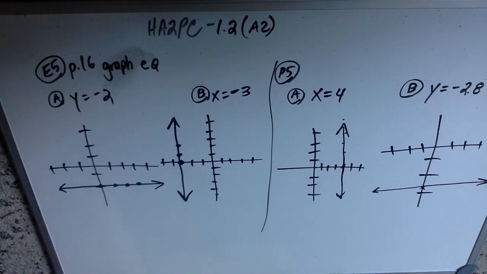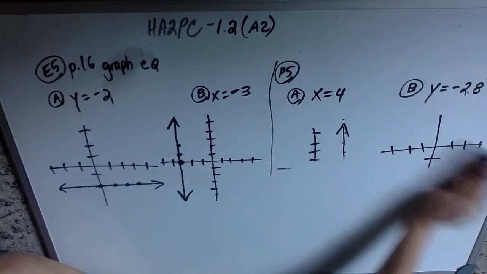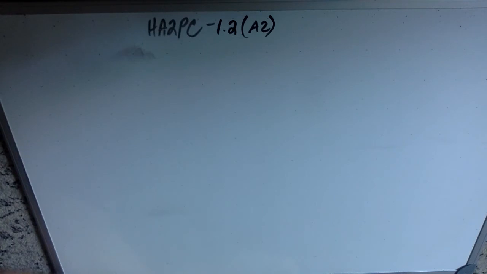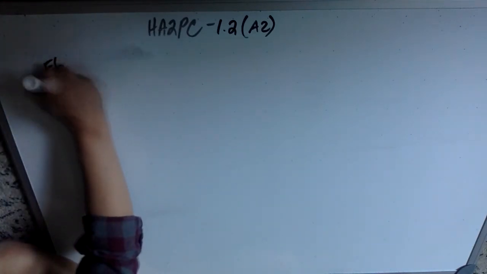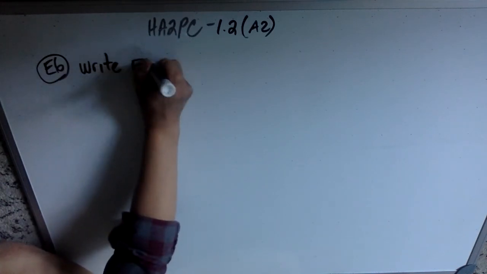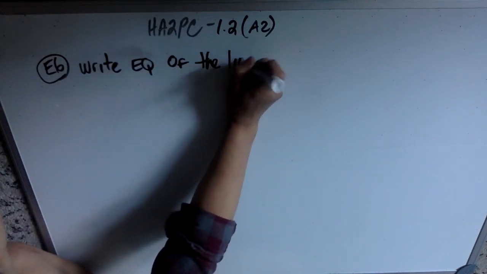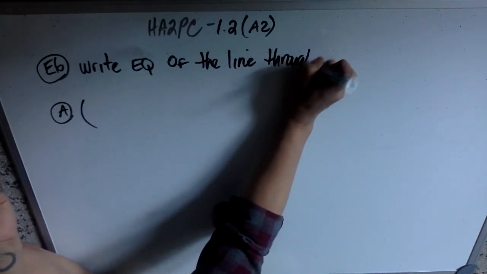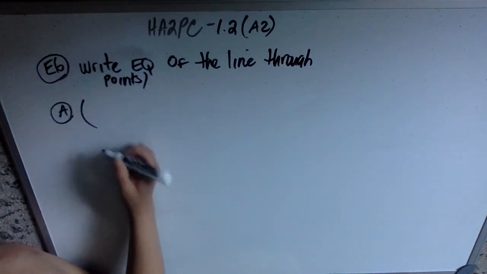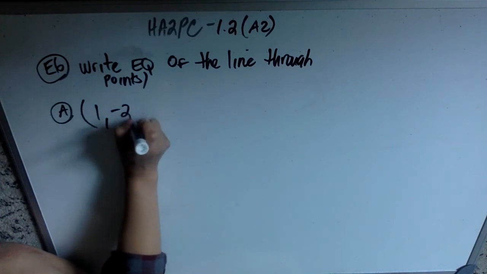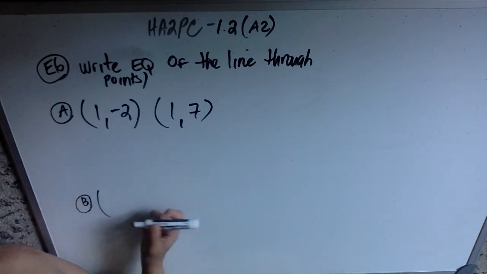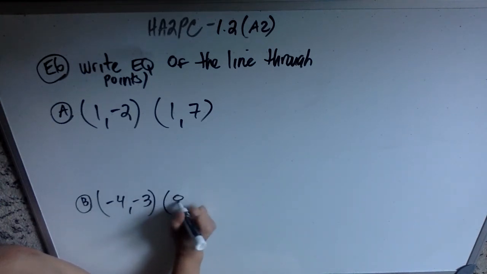Okay, cool. We're going to do one more quick example that's not in your book, so I guess we'll call this example 6. So we're going to write the equation of the line. Okay. So A, through these points. Let's do 1 comma negative 2 and 1 comma 7. And let's do negative 4, comma, negative 3, and 8, comma, negative 3.